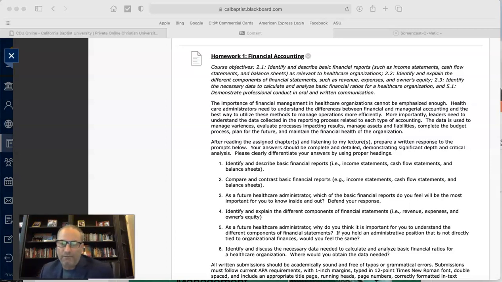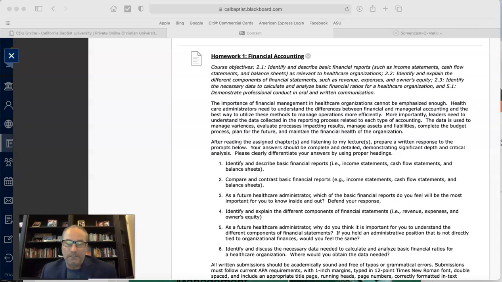And then number 5, as a future healthcare administrator, why do you think it's important for you to understand the different components of financial statements? If you hold an administrative position that is not directly tied to organizational finances, would you feel the same? So I'm looking for some critical thinking applied to question number 5.